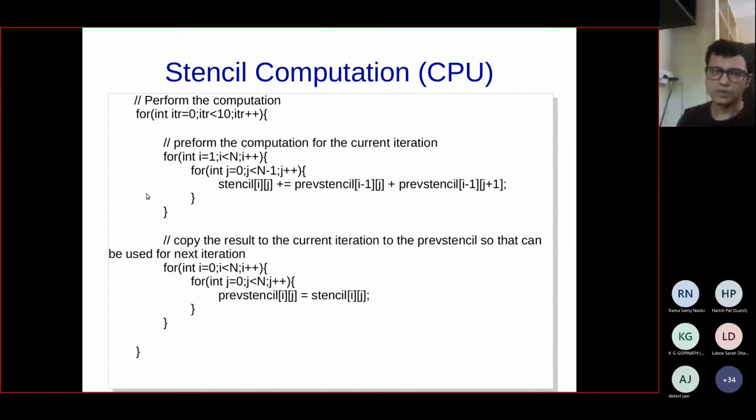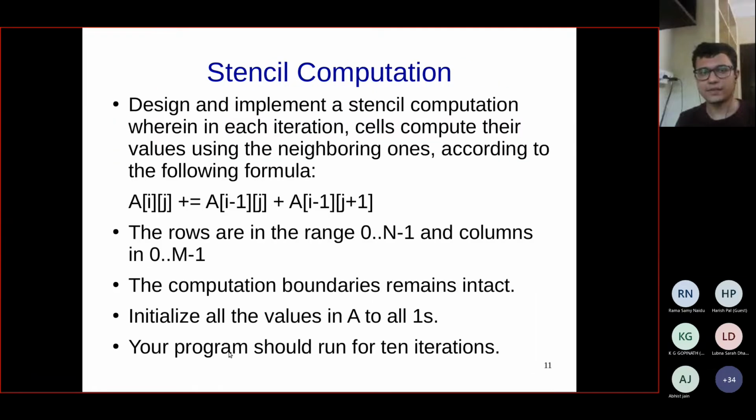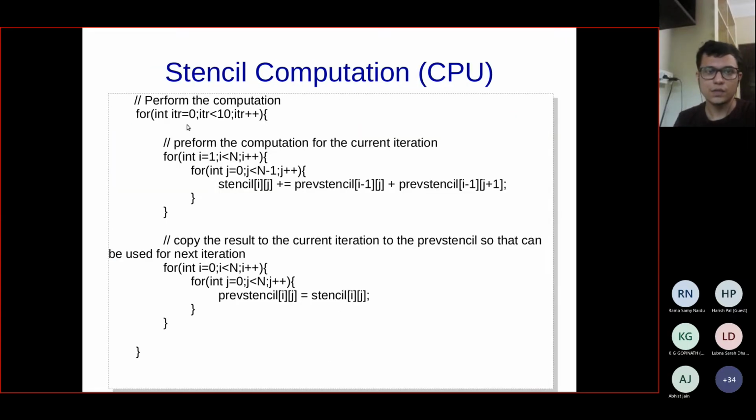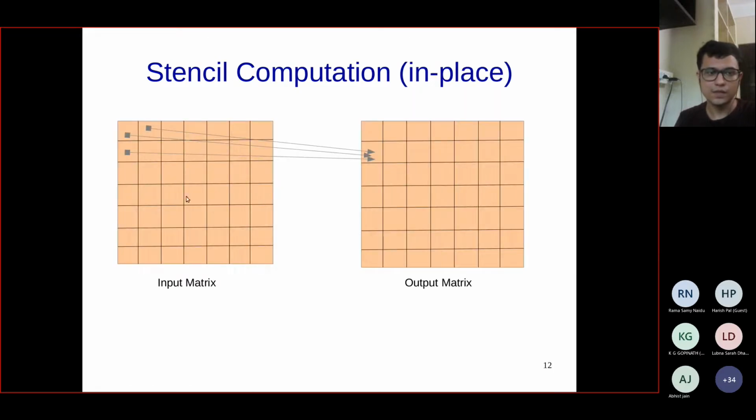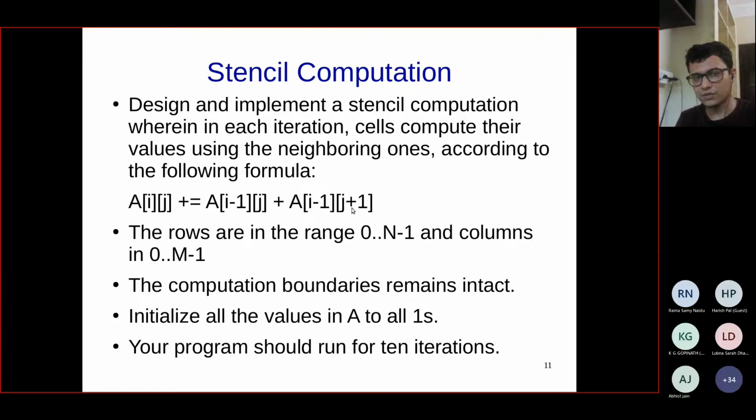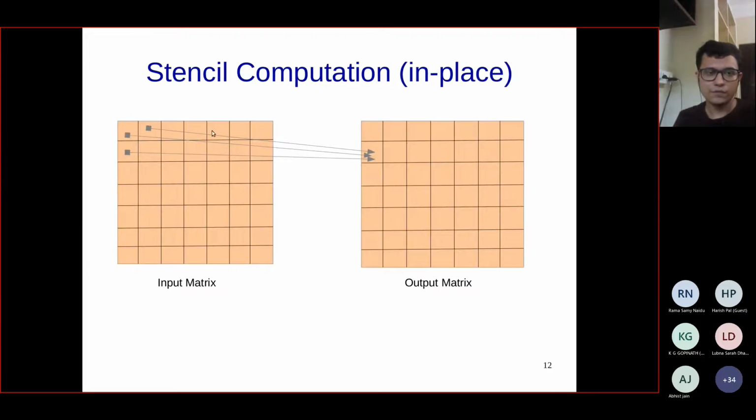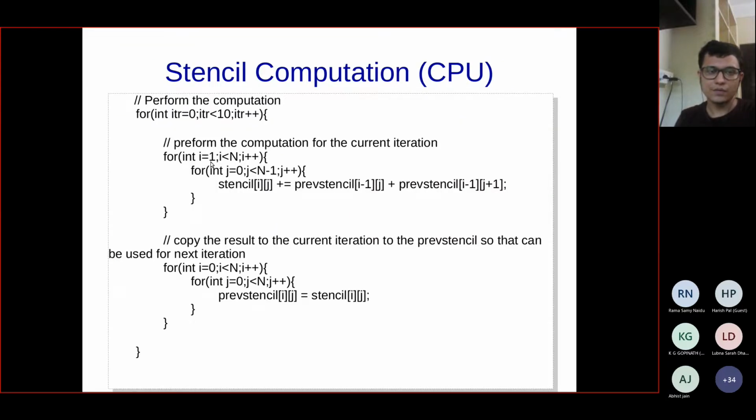So let us come to the CPU part first. For the CPU part, we'll have an outermost loop which will run for the 10 iterations that we wanted, so itr will go from 0 to 9. Then we'll perform the stencil computation, going from 1 to n-1. Please note that we'll ignore the 0th row here, because for the 0th row we don't have i-1, and for the last column we don't have j+1. So the 0th row and the last column are ignored, and we'll start from i equals 1.